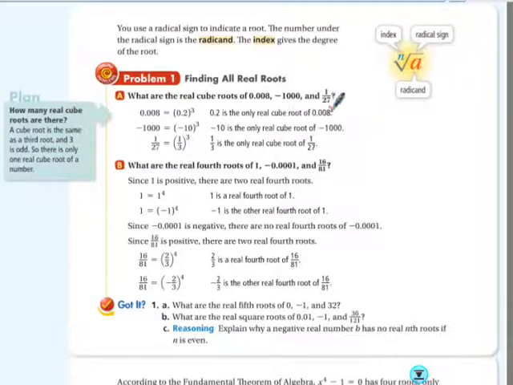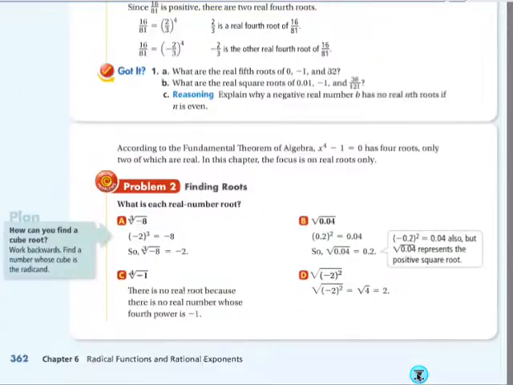What are the real cube roots of 0.008, negative 1,000, and 1/27? Yes, you can do this on your calculator. Yes, it's more important that you be able to do this and understand it in your head, though. So this is just going over roots and what they are and what they mean. Let's go ahead and try.